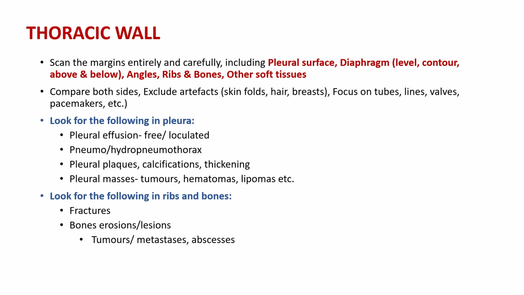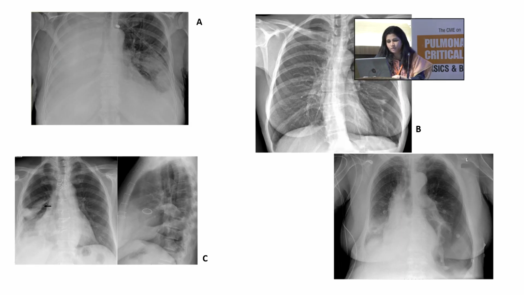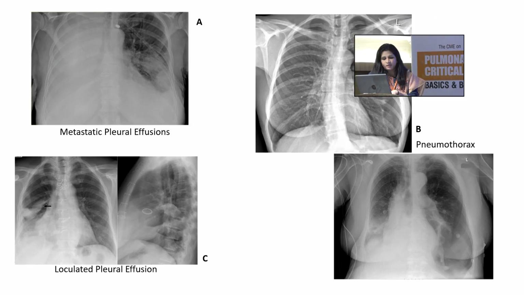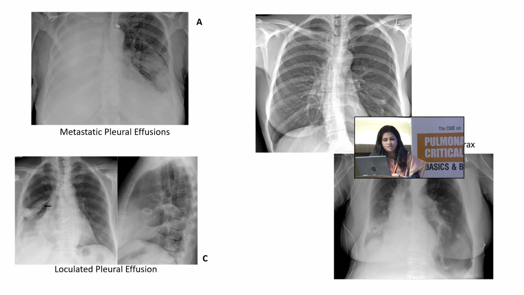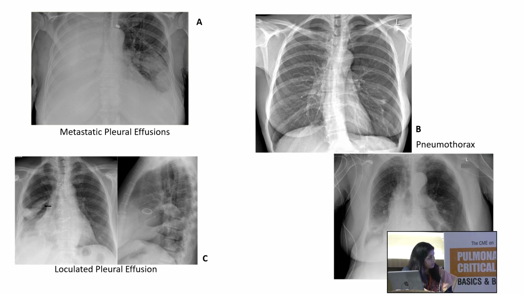And in the pleura, you have to look for effusion, pneumothorax or hydropneumothorax, pleural plaques, calcification and masses, and then also look at the ribs and bones. You can find pathologies there also. Just briefly telling you about the pictures. Metastatic effusion like this, and there are masses on the other side. There is a pneumothorax here, if you can actually see the pleural line here. So this is a pneumothorax. A loculated effusion is also there.